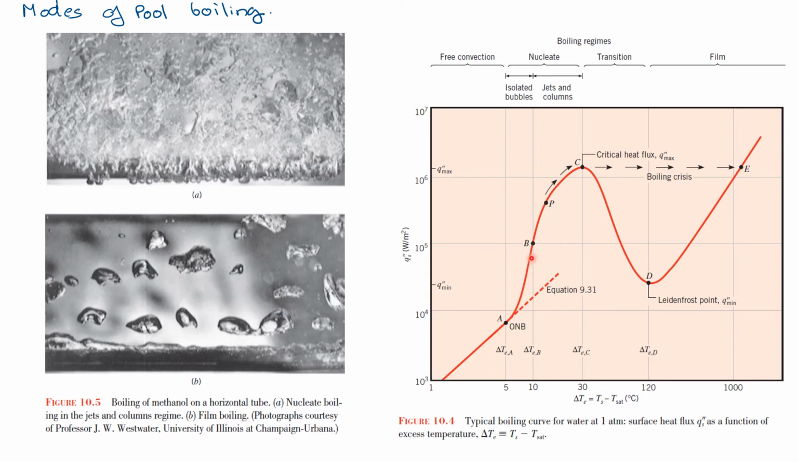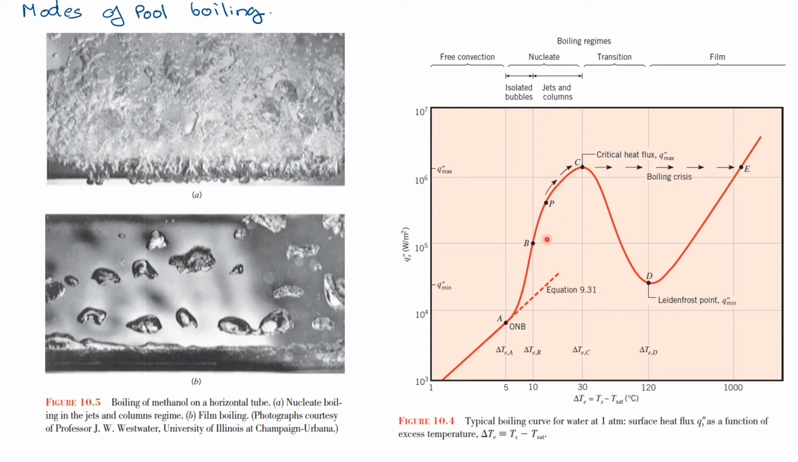When you cross point B, as you add more heat to the system, this means that as you increase your delta T beyond point B, there will be more nucleation sites. That means there will be more locations where bubbles form, and this will allow the bubbles to merge and form into jets. And remember one thing: the bubbles that are forming are not air bubbles. The bubbles are water vapor, the same material that you are boiling.